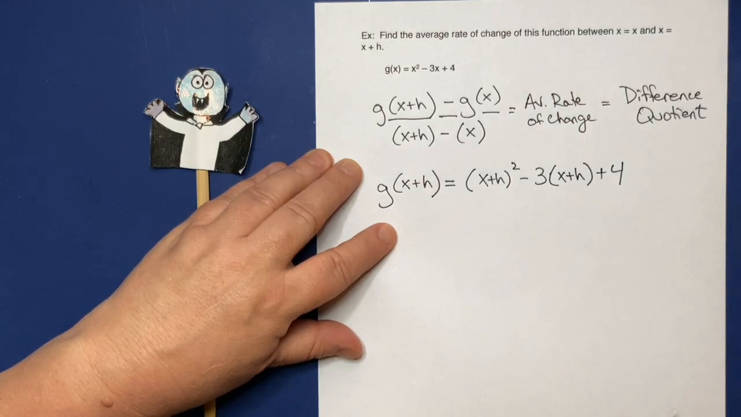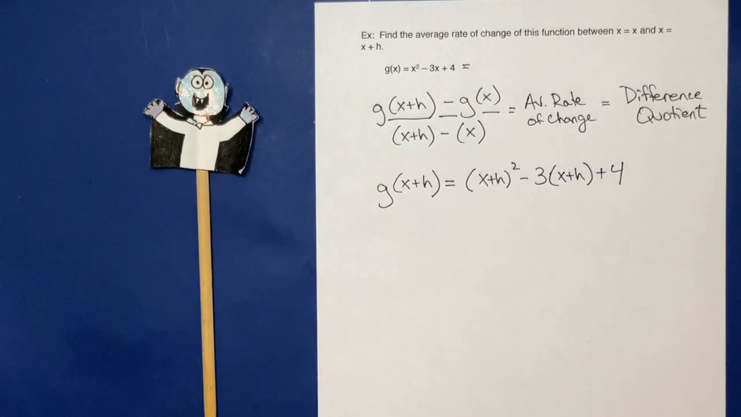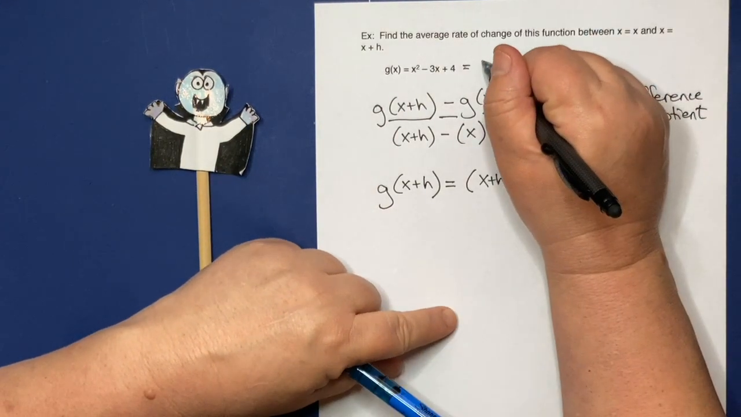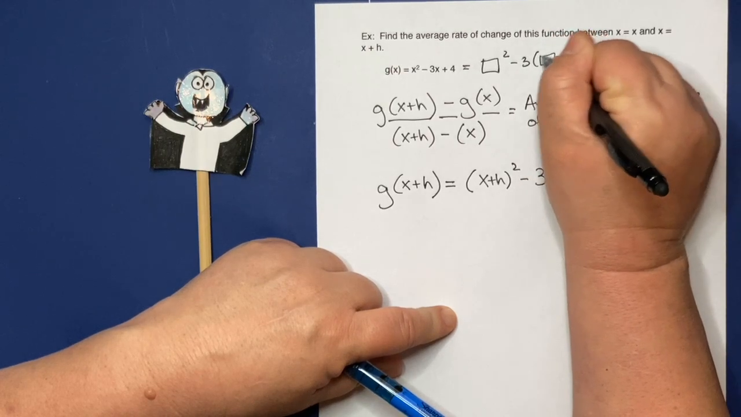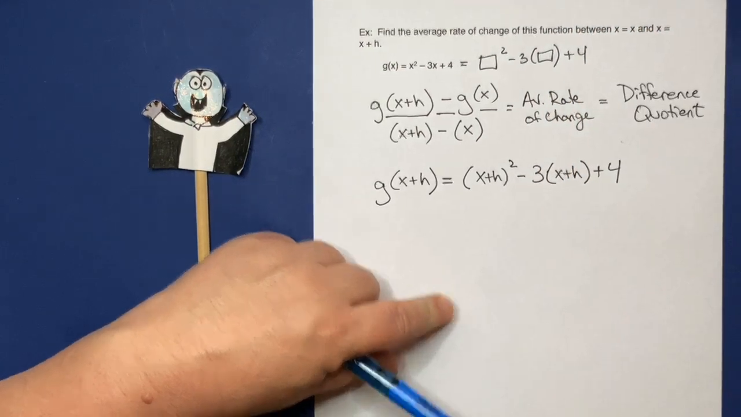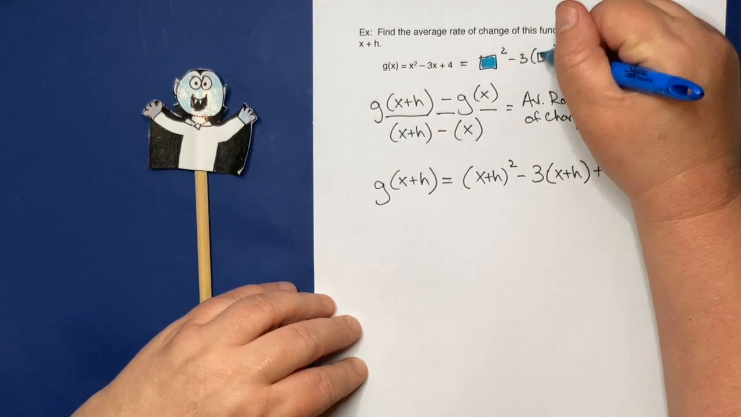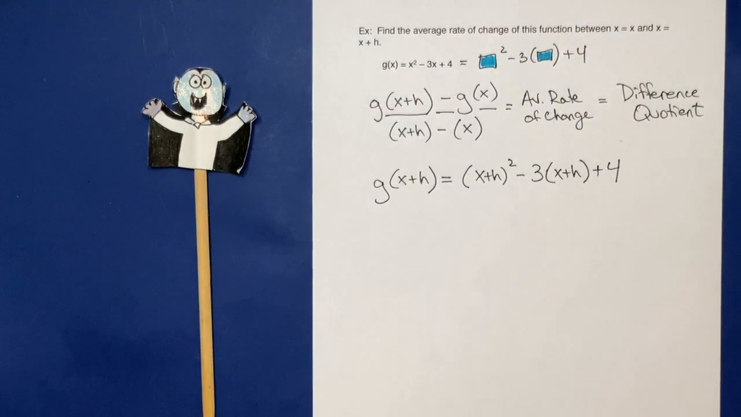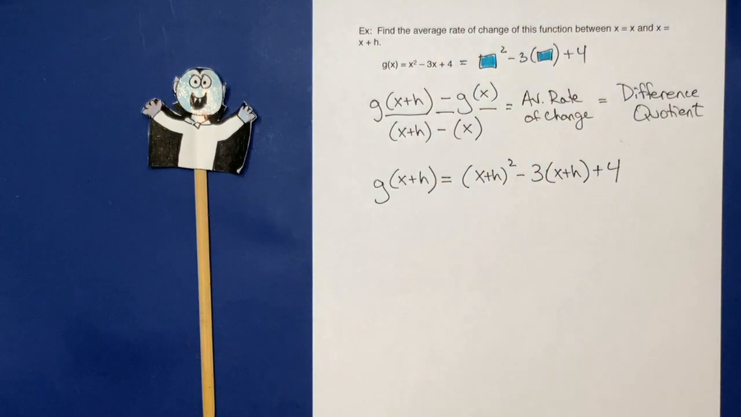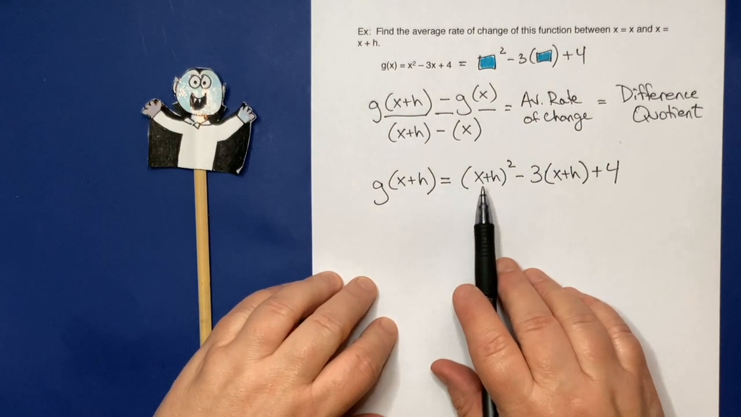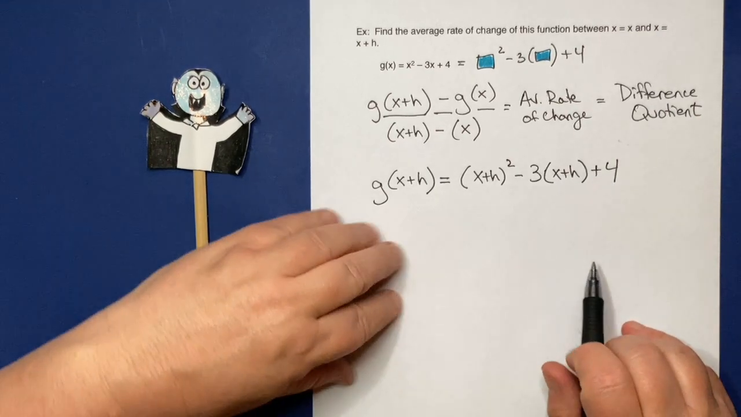And again, if you're looking at that and you're going, wait, what? I'll remind you, the way we did this was with little blue boxes. So this is box squared minus 3 times box plus 4. That's the format for this particular function. We're supposed to take thing squared minus 3 times the thing plus 4. Thing squared, in this case x plus h, minus 3 times the thing plus 4.